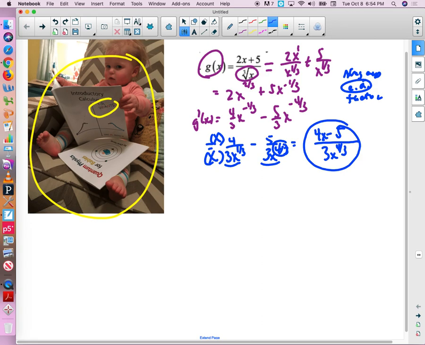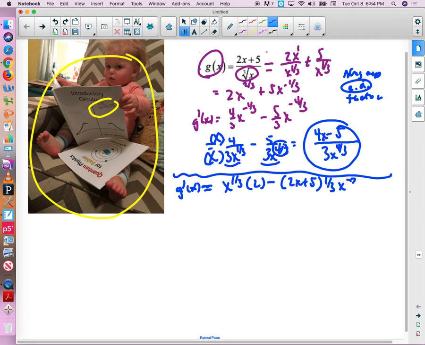If you did the quotient rule, please don't do it both ways, but if you had happened to do the quotient rule here, you would have gone low, mark what you're doing, g prime of x, you would have gone low, d high, minus high, d low, so it's 1/3 x to the negative 2/3 over, then you square that, and I'm going to call that x to the 2/3.